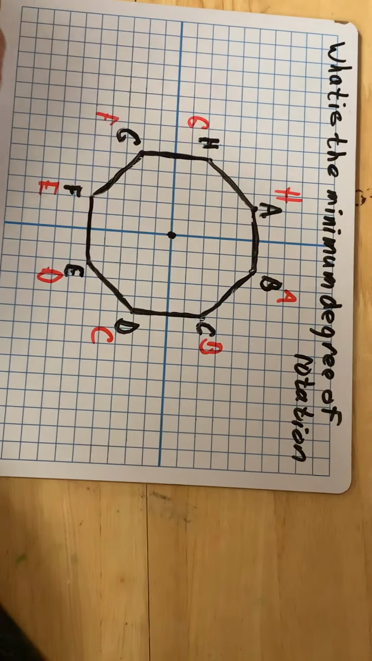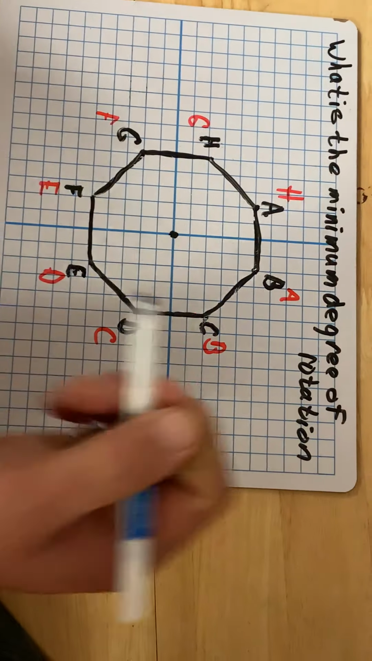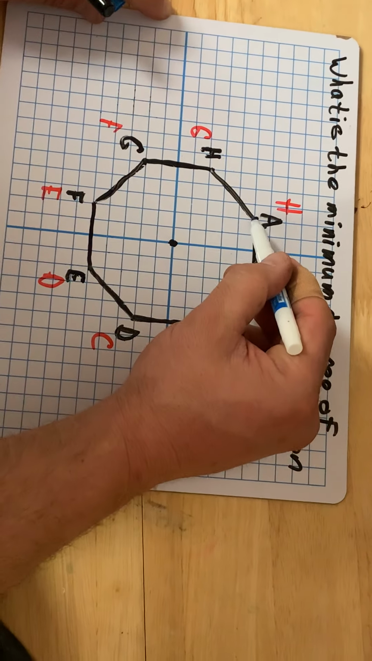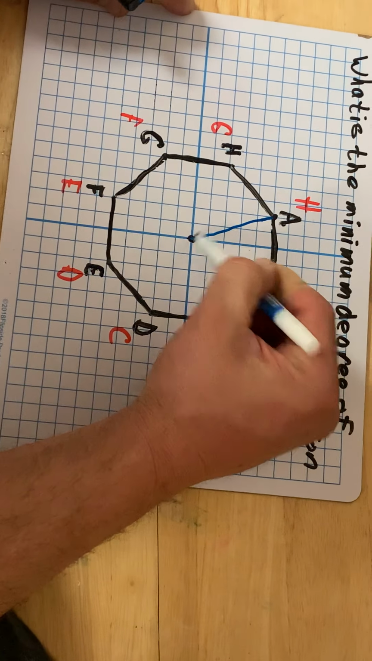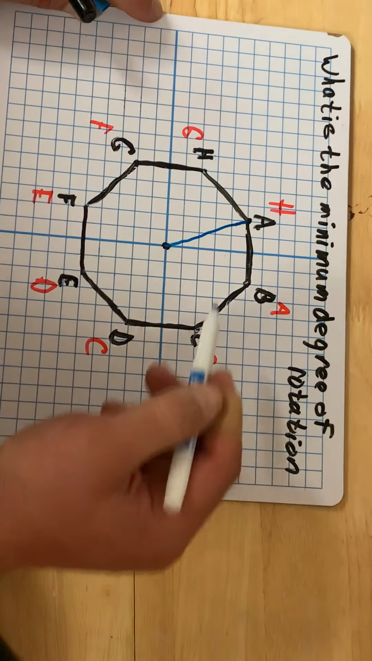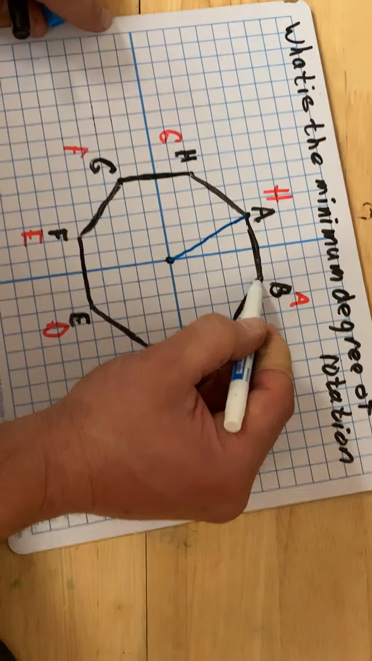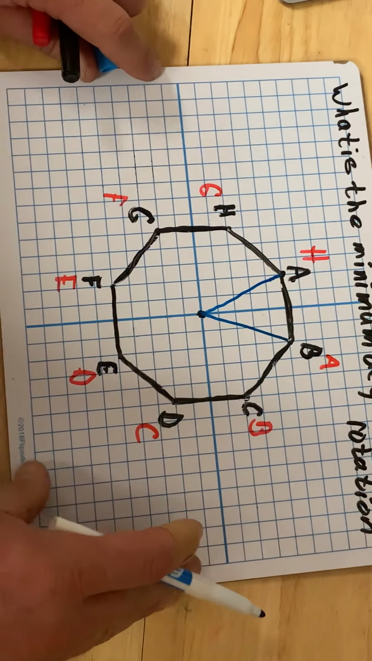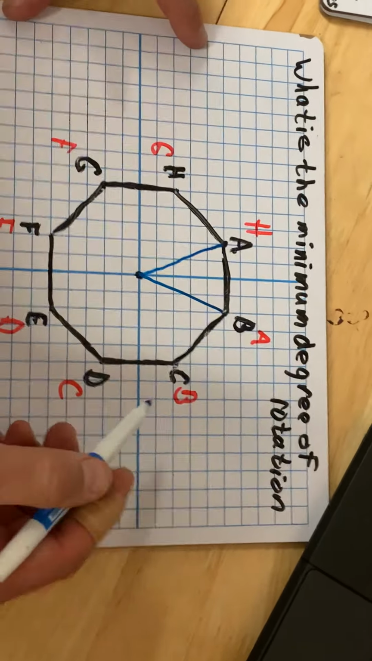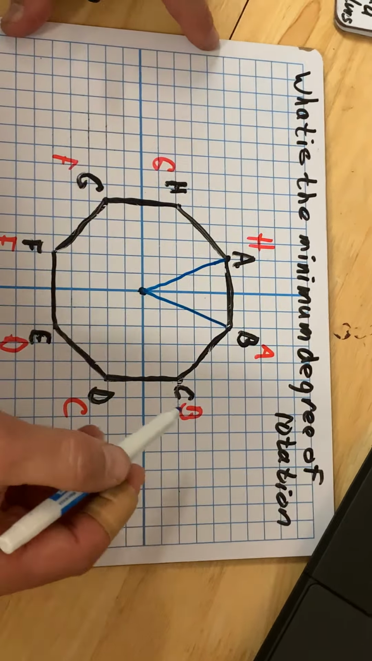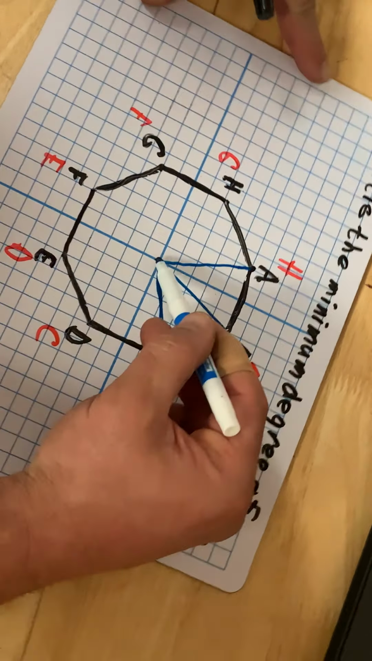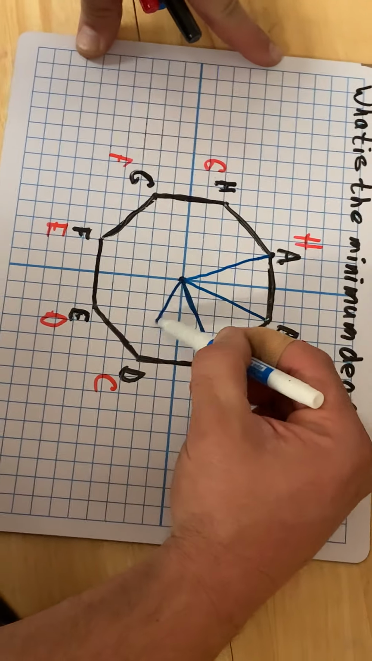If I take my origin, and I draw this line from A to the origin, I can draw lines from every vertex point in the shape, in the octagon, to the origin. And I'm doing this just to make it more visible for you. You don't have to do it this way, but this is what I like to do.